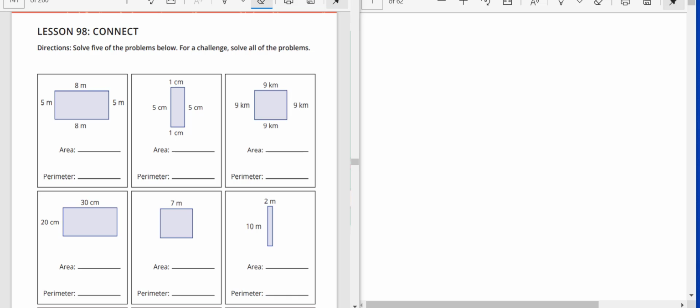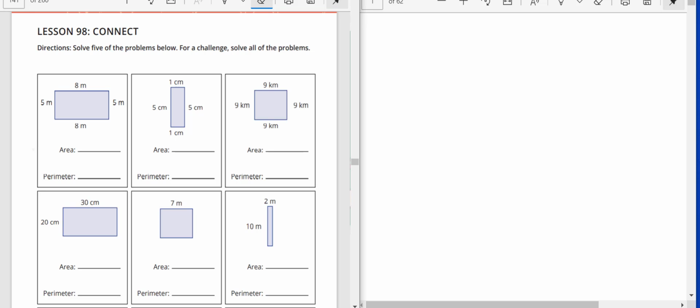Open your book, page number 133. Today, let's review perimeter and area of rectangles and squares. Okay, directions. Solve 5 of the problems below for a challenge. Solve all of the problems.